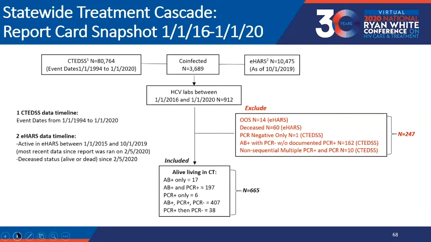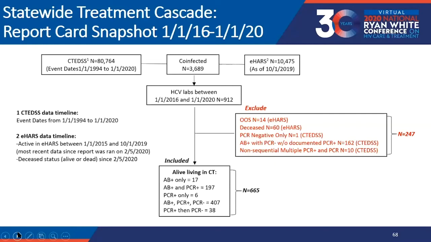And so how do we know that? Well, when you look at people who are excluded, there are only 14 based on EHARS that have moved out of state. Why? Because their labs are still in Connecticut. And there's much fewer who are deceased because it's a much more recent time frame. And then there are people who are antibody positive with PCR negative without documented PCR positive. So that's also a much smaller number, probably people who spontaneously resolved. So we excluded a far fewer number of 447, leaving us with a starting point of 665 alive, living in Connecticut, who look like we need to analyze their hepatitis C cure status.